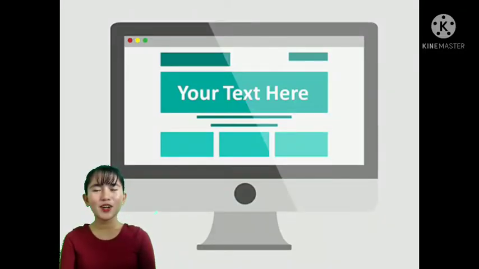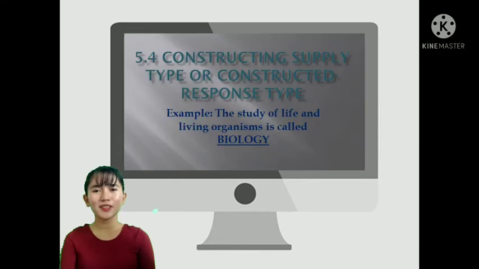Hello everyone, we are going to discuss the topic 5.4, constructing supply type or constructed response type. Another useful device for testing lower thinking skills is the supply type of test. Like the multiple choice test, the items in this kind of test consist of a stem and a blank where the students would write the correct answers. For example, the study of life and living organisms is called blank.